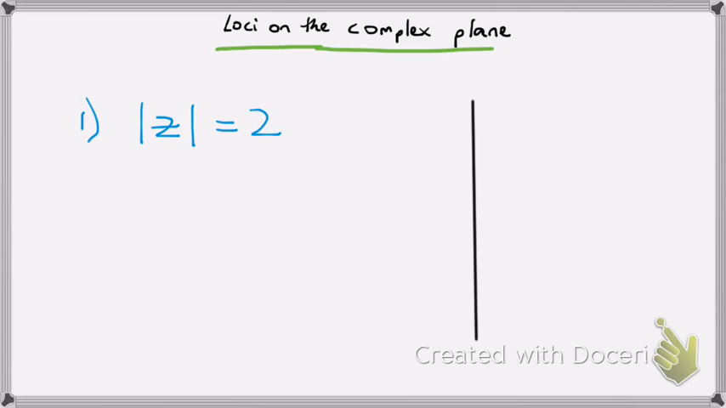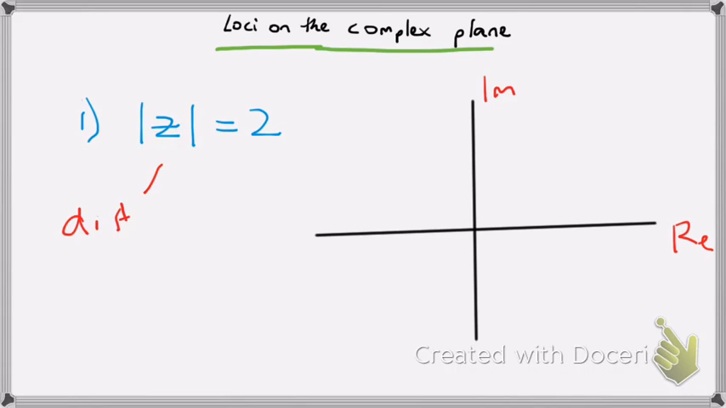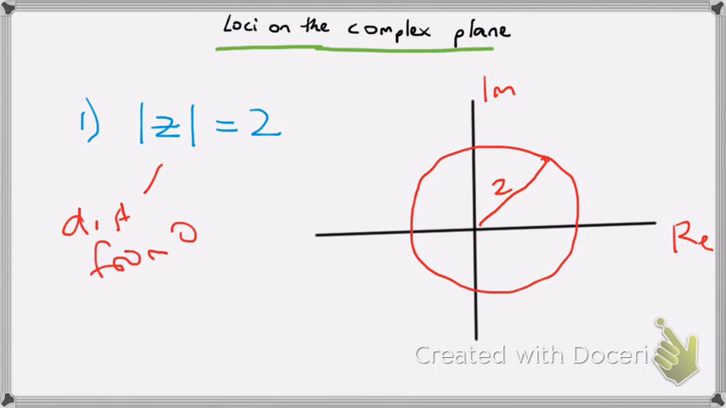And so what we're tasked with doing is drawing a collection of points such that the modulus of z is 2. So if you remember what modulus means, it means distance from the origin. So I've got a point z such that its distance from the origin must always be 2. So I hope it's fairly clear that the locus is a circle, centre 0, 0, radius 2.